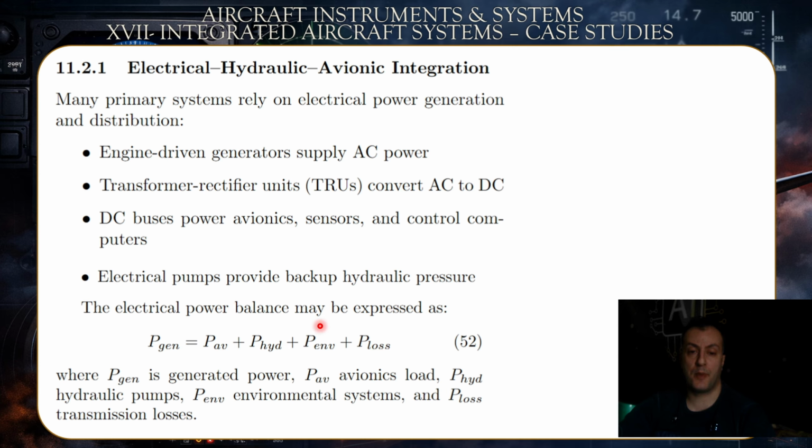The electrical power balance may be expressed as P gen, or the power that is produced by the generator, is equal to the power consumption of avionics, power of the hydraulic system, power of environmental system, which is the air conditioning, plus the lost power, which is the transmission losses, or the power losses within the transmission lines, the power lines, the electrical wiring, resistance, and other things that waste power due to heating effects.